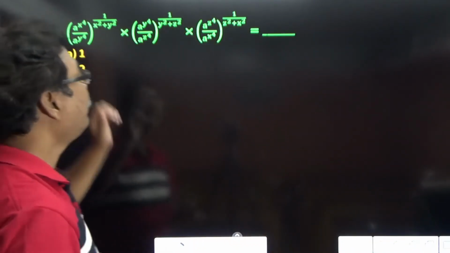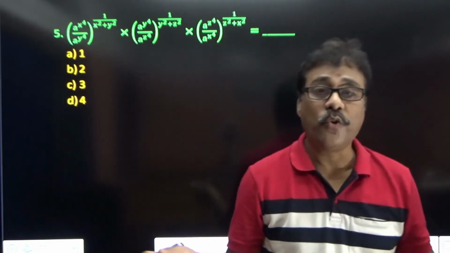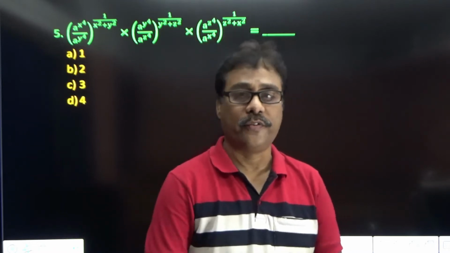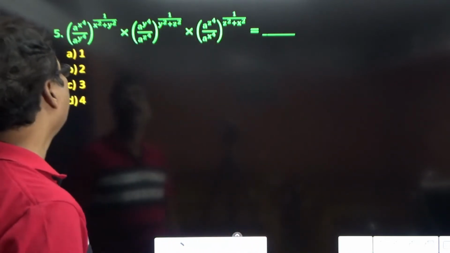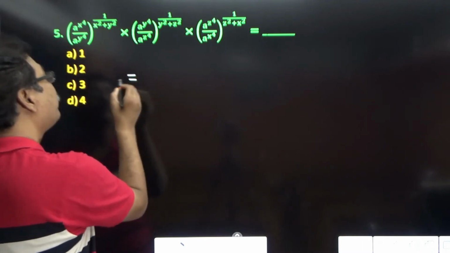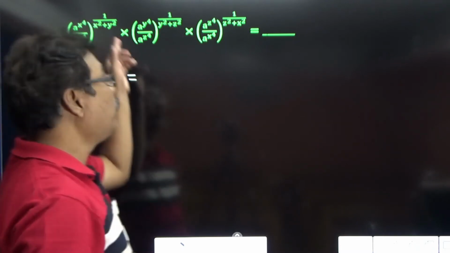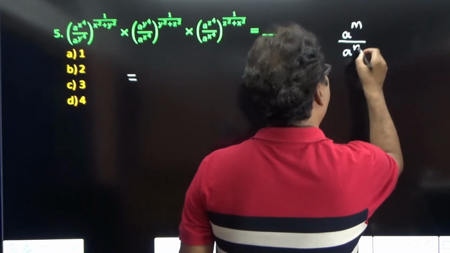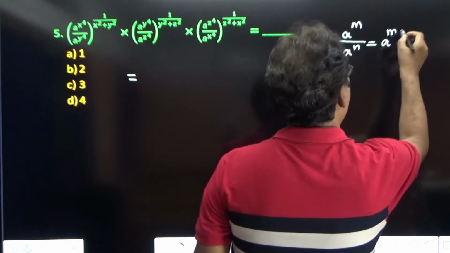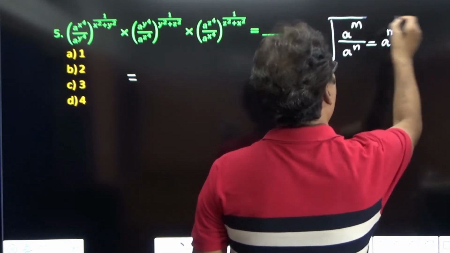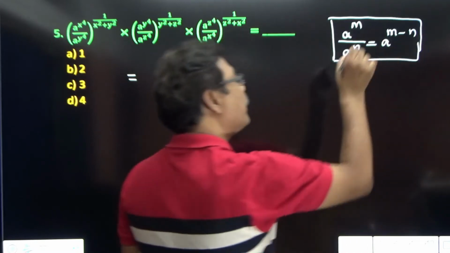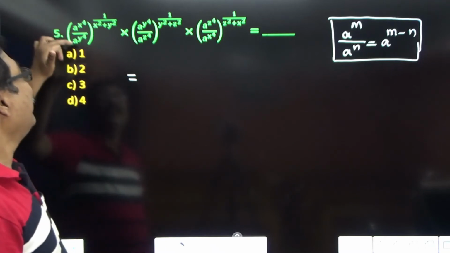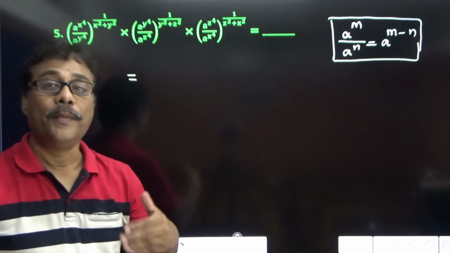Okay, next question, this one. This looks like a very difficult question, but it is not a very difficult one. Let's see how we are going to solve it. See what we will do now. First of all, please focus on this bracket. It will be a^m by a^n type, which gives me a^(m − n). I know that when the base is the same, the power is subtracted for division. So here the base is a, here the base is a. So the power will be subtracted.